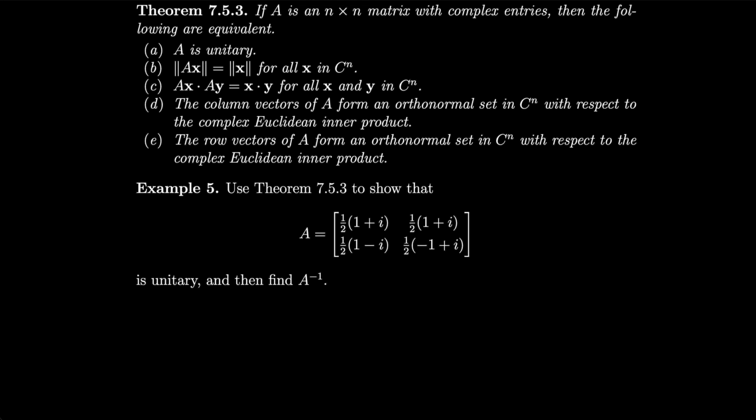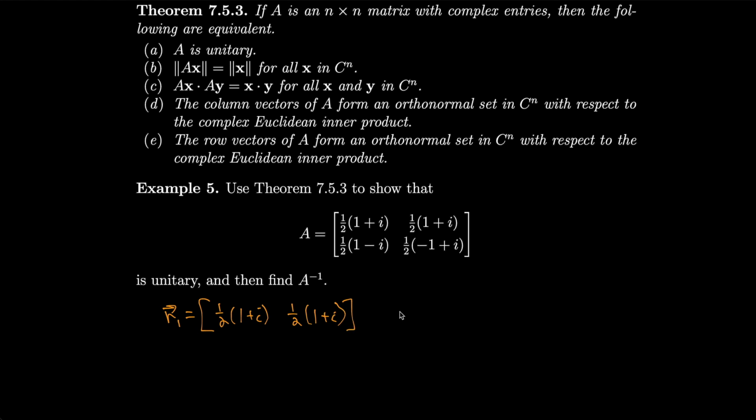As an example, let's use this theorem to show that this A given over here is unitary in example 5, and we'll find A inverse. So how about we use the one that says that the row vectors form an orthonormal set. So we'll check if the row vectors have length 1 and if their dot product is 0. So first, how about we denote the first row vector by R1? So that's half of 1 plus i, half of 1 plus i.